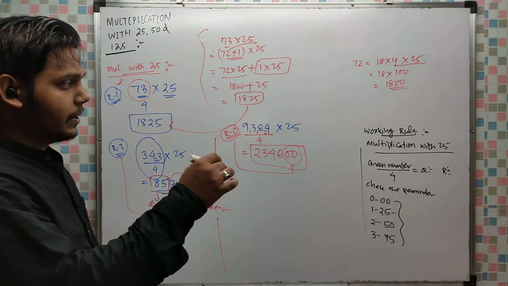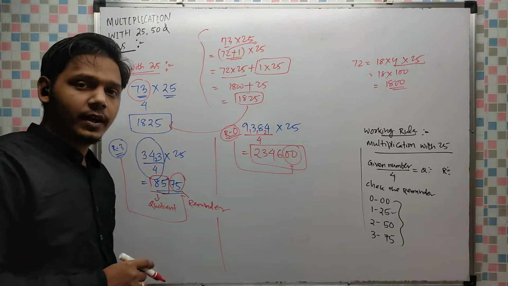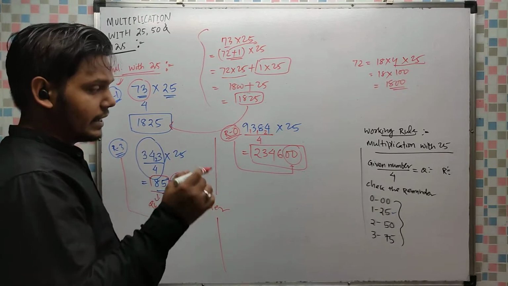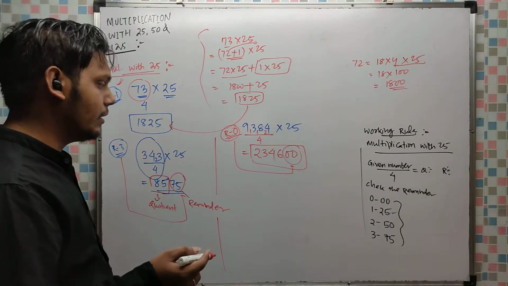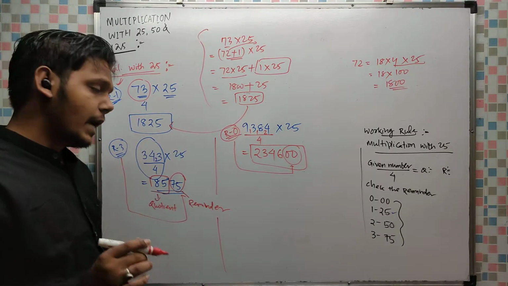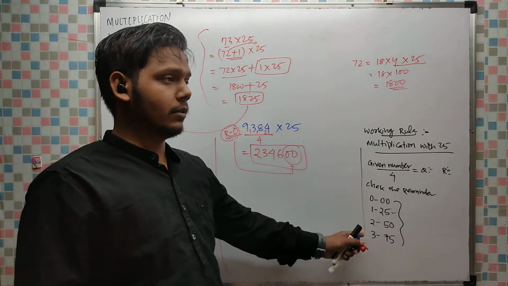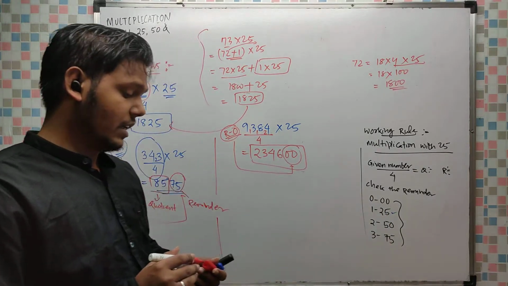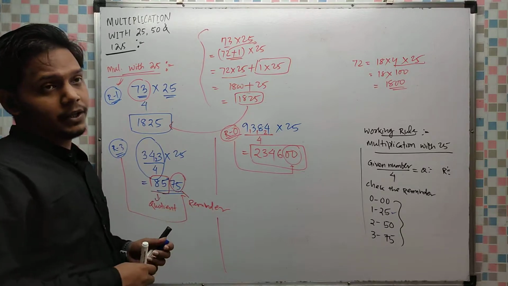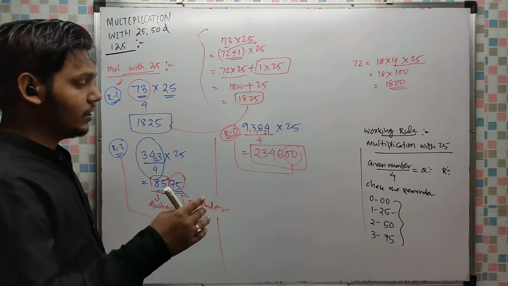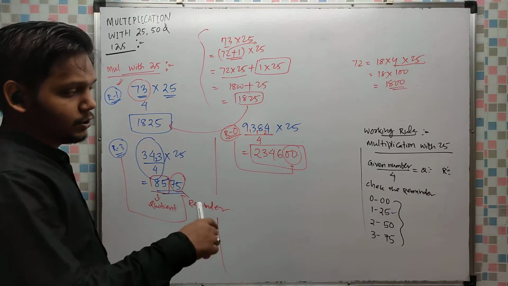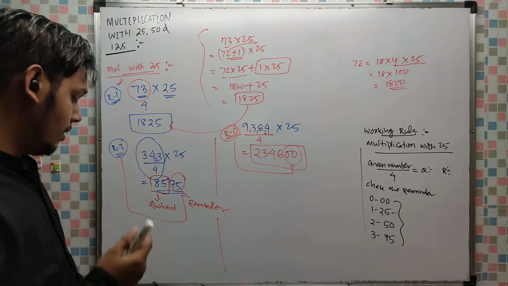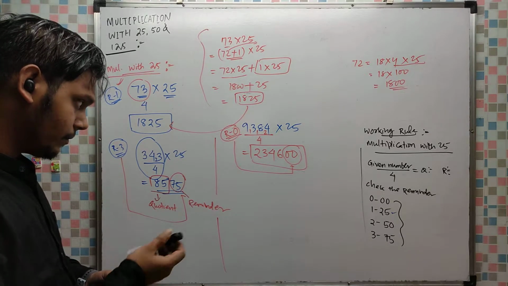So whenever any number is multiplied with 25, first divide that number by 4. You will get a quotient and a remainder. The quotient part you simply write, and then the relevant number for the remainder, I have written here, make this your note. You write the relevant number for the remainder, and then you will get the answer. For remainder 0 it is 00, for 1 it is 25, for 2 it is 50, and for 3 it is 75. One more number we will do.